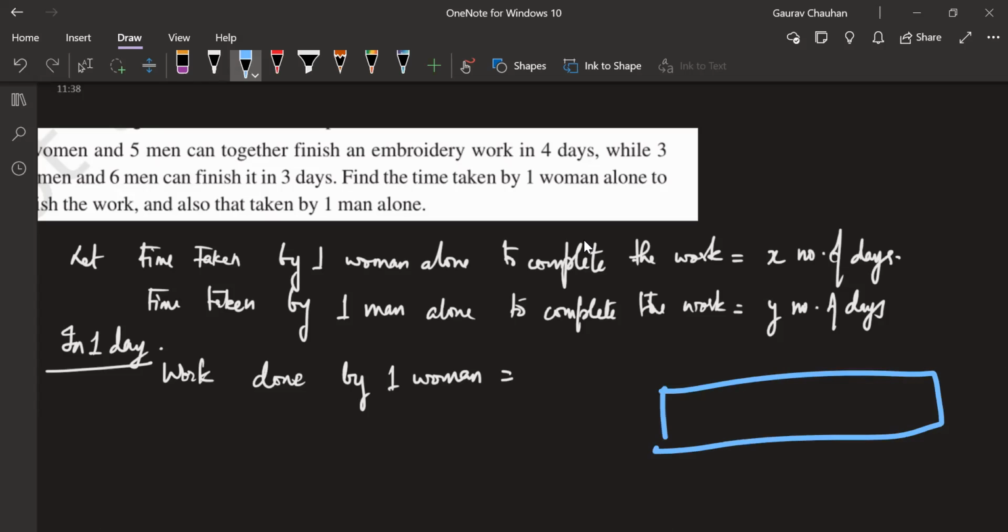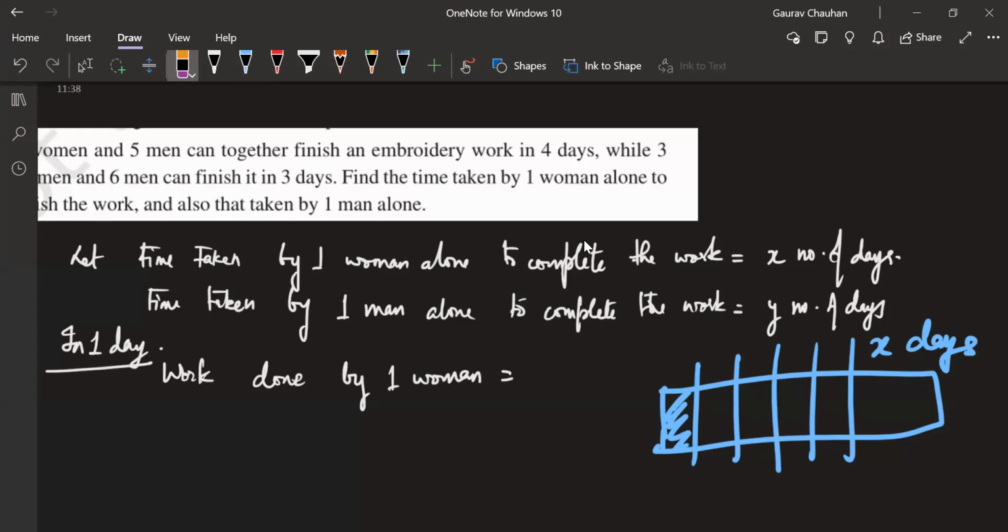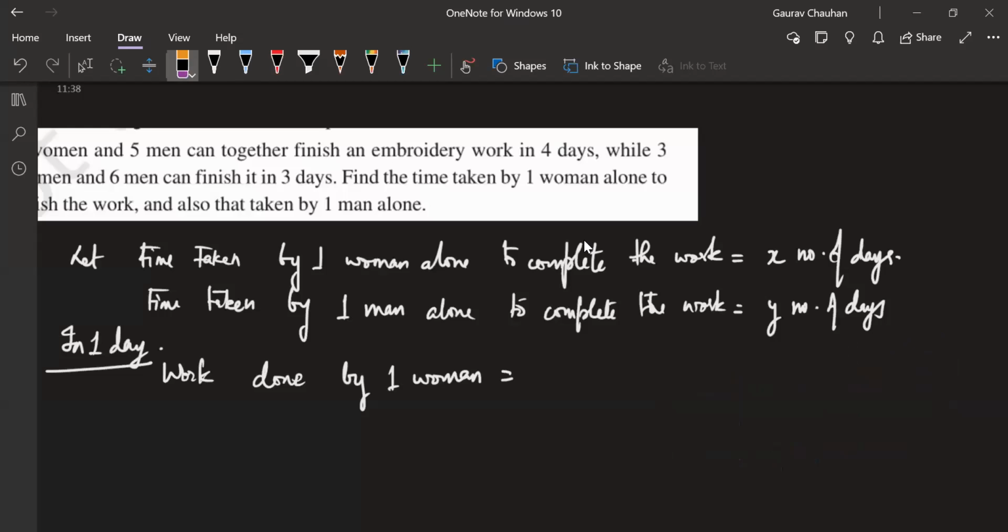Bindu, this is my full work. Every day she's doing some part of the work. Total number of days she's taking is X days. So how much work she's doing in one day? 1 by X. We are good with this, no? 1 by X of total work. Same way, work done by one man in one day will be how much, Bindu? 1 by Y.